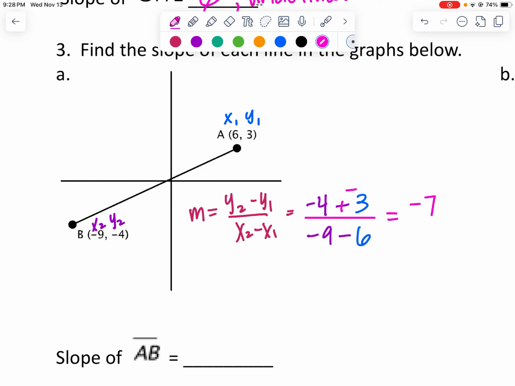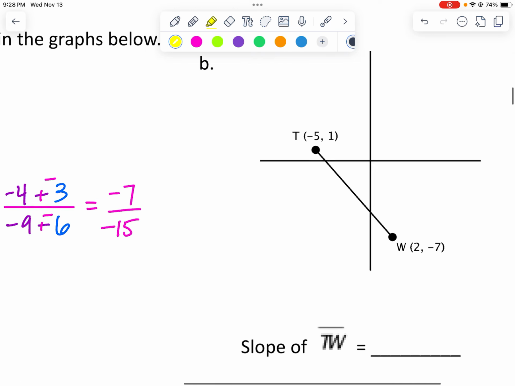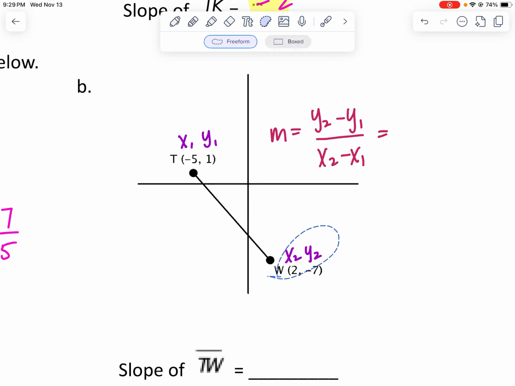And then I can keep going ahead and simplifying. This becomes negative 7 all over negative 15. Negative divided by negative gives me a positive. So I get 7 over 15. Okay, part B, same exact thing. I'm going to go ahead and label my points. This is x1, y1, and then we have x2, y2. Okay, I have m is equal to y2 minus y1 all over x2 minus x1, and then I just go ahead and plug my values in.